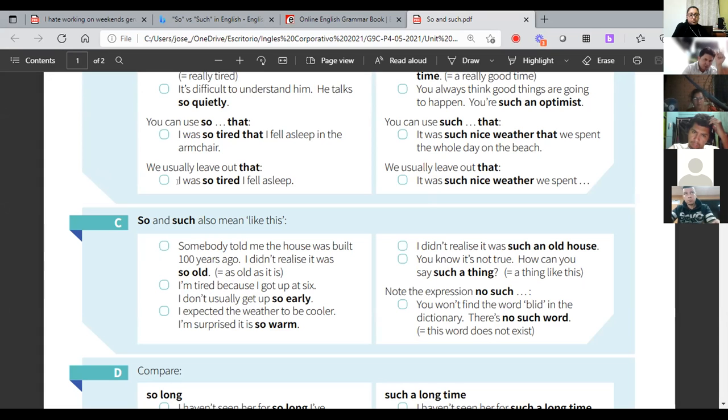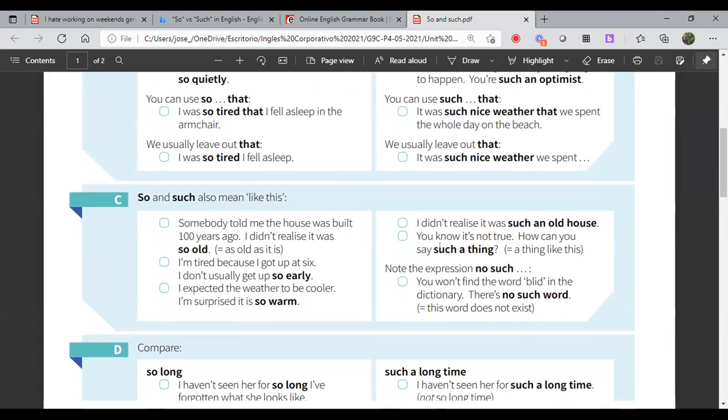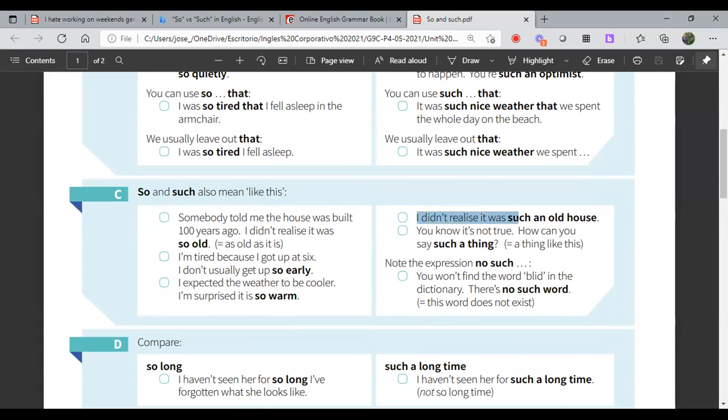La que sí un poquito más complicada es el such. All right? Usted dice, this is such a great day, or it's such a great movie, or it's such a good movie. Es tan buena, ¿verdad? Tal cosa. Right? You do this to emphasize. Let me give you an example in here. Take a look. I didn't realize it was such an old house.